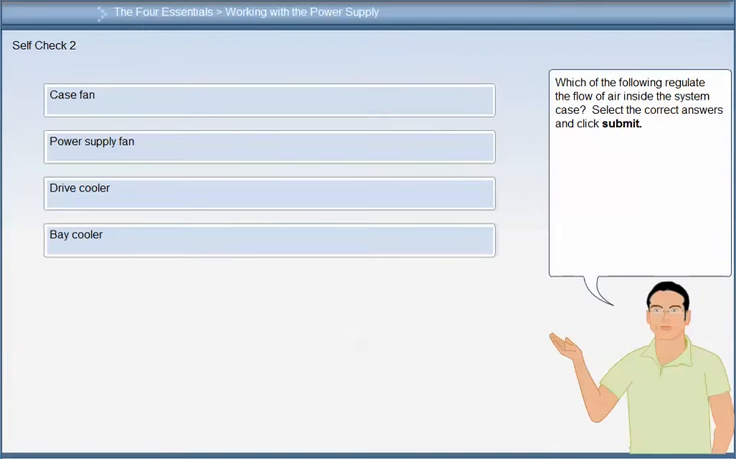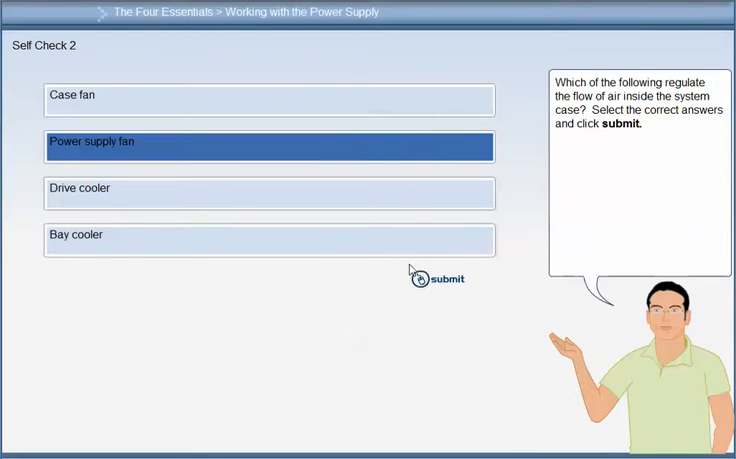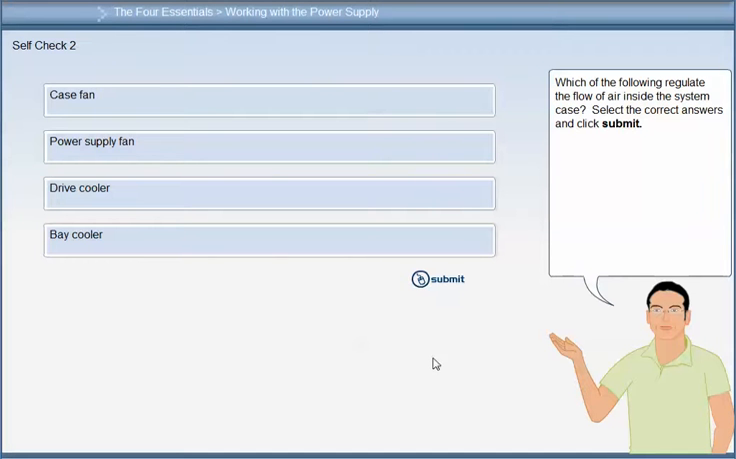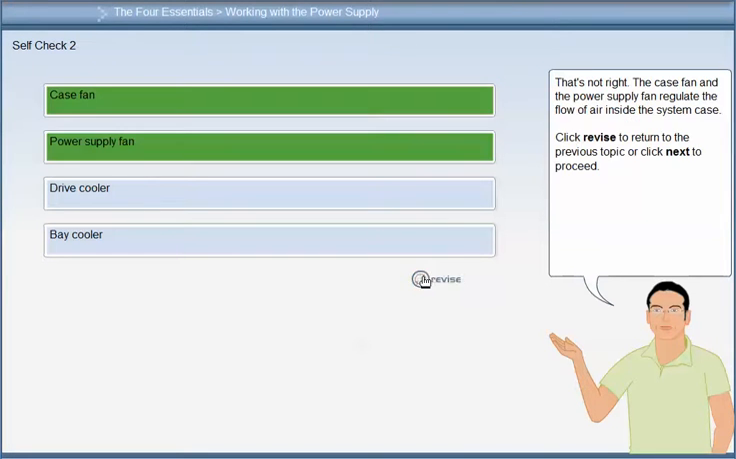Which of the following regulate the flow of air inside the system case? Select the correct answers and click Submit. Sorry, try again. That's not right. The case fan and the power supply fan regulate the flow of air inside the system case. Click Revise to return to the previous topic or click Next to proceed.